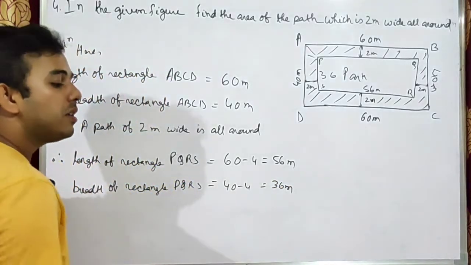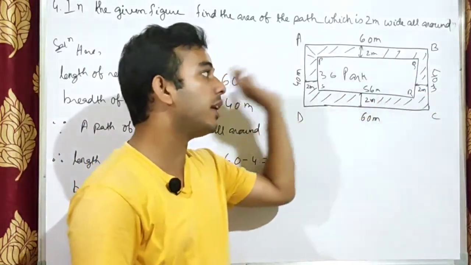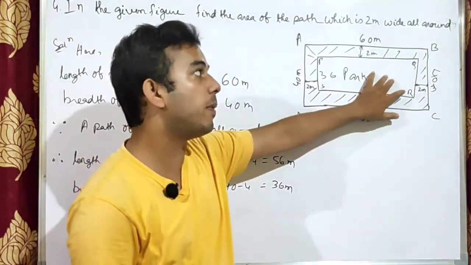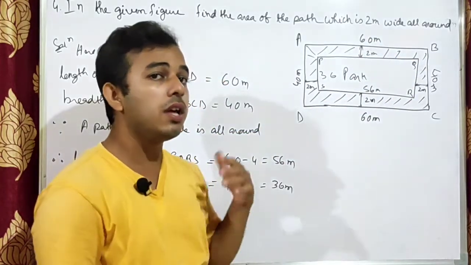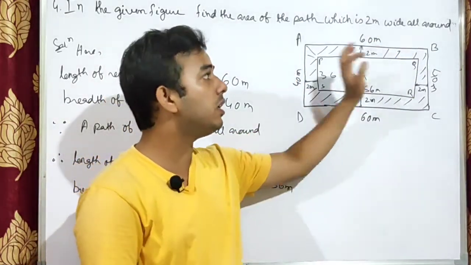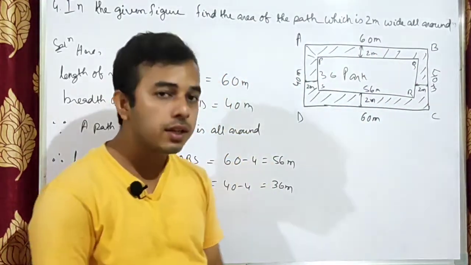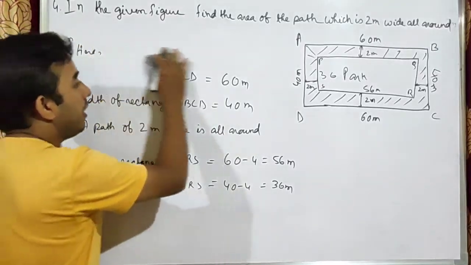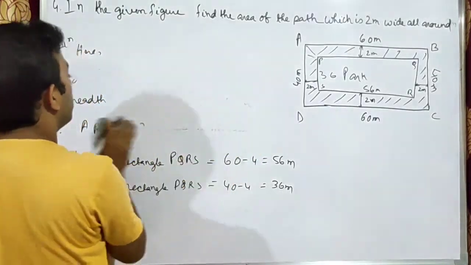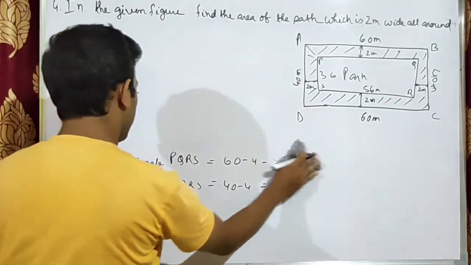Clear? Now as I told you earlier, if we find the area of rectangle ABCD, it includes the area of the path as well as the area of this inner rectangle. Now if I subtract the area of the inner rectangle from the rectangle ABCD, we will find out the path. Clear? Okay. So now let's find out the area of rectangle ABCD as well as the area of rectangle PQRS.